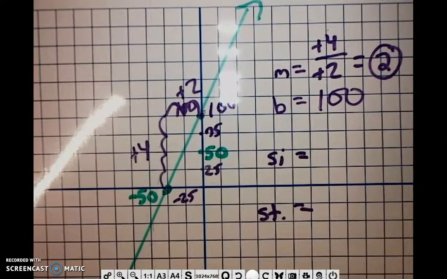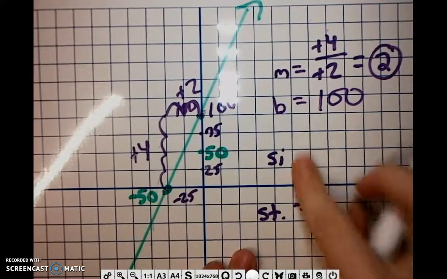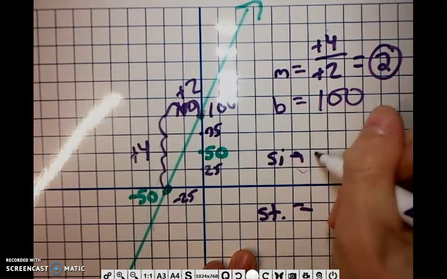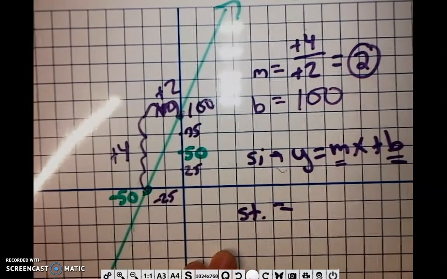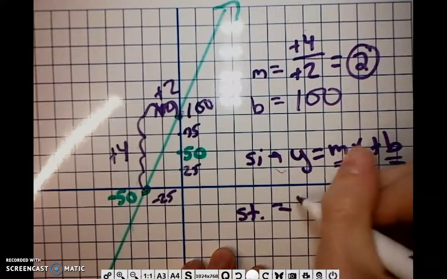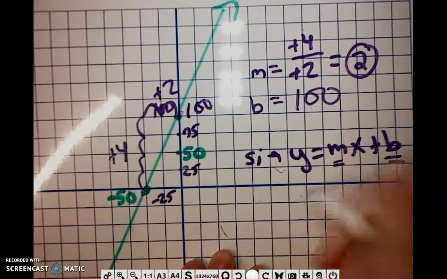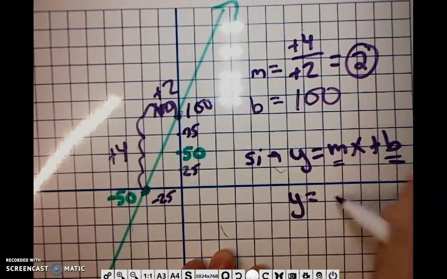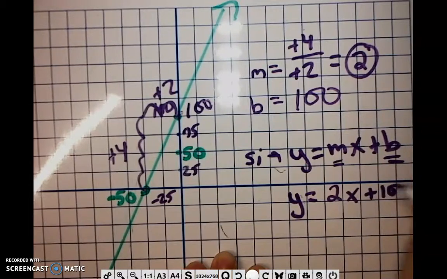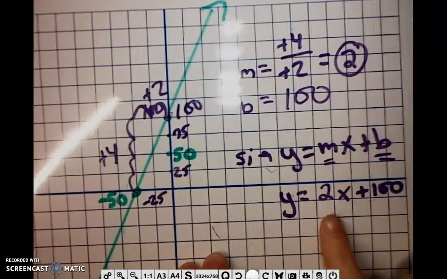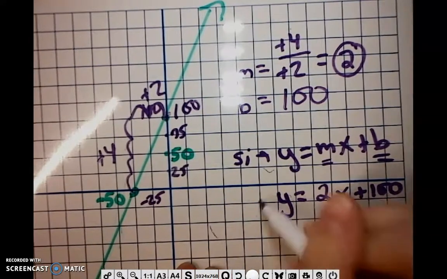Now that I have all of my information, I can put this into slope-intercept form. So slope-intercept form, again, is y equals mx plus b. And then I'm substituting m and b here. So I'm going to rewrite this as y equals, instead of m, I put 2x, and then b is just positive 100. So this here is in slope-intercept form.